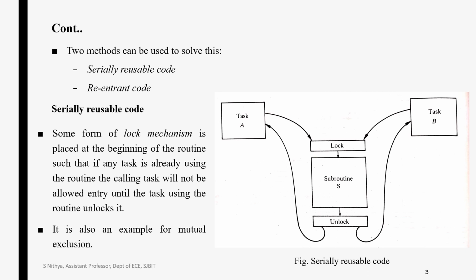So serially reusable code is nothing but some form of lock mechanism placed at the beginning of the routine, such that if any task is already using the routine, the calling task will not be allowed entry until the task using the routine unlocks it. It is also an example of mutual exclusion.